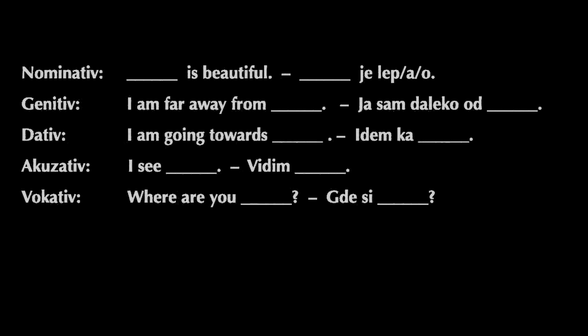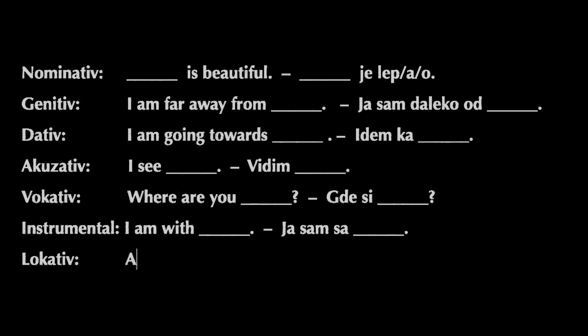For instrumental, I will be using "I am with something or someone." In Serbian, it is ja sam sa, and the noun. And then for locative, I will be using "a hat is on a," and then the noun. Šešir je na, and the noun. Okay, so these are the contexts, and I hope this will help you figure out where they fit in a sentence.